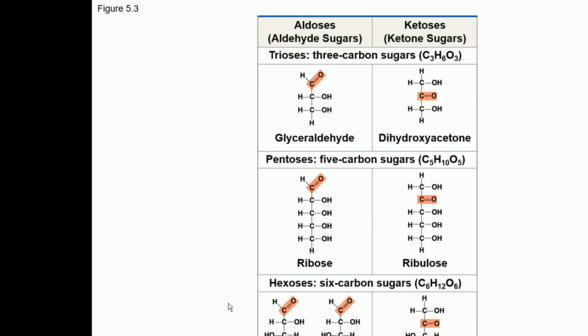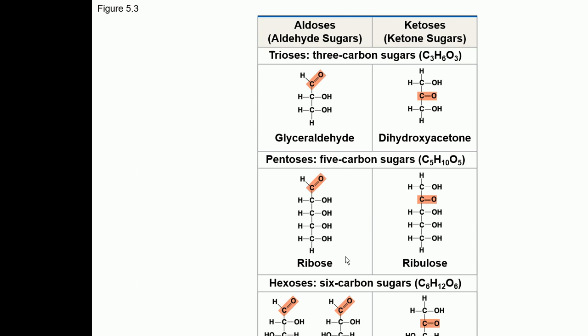In hexoses, which have 6 carbons, if there is an aldehyde group, you can see here there are 6 carbons and the carbonyl group is present at the end, so this sugar is an aldose. This sugar is also an aldose, and here the carbonyl group is present in between.